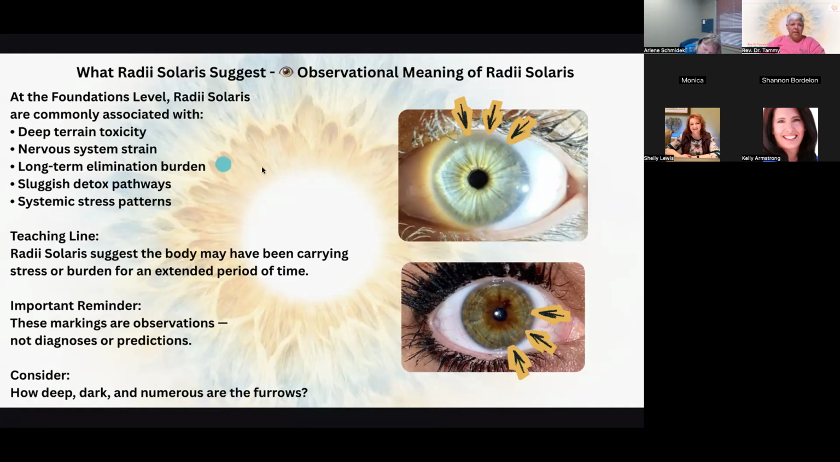This is foundational level. These are deep terrain toxicity, nervous system strain, long-term elimination burden, sluggish detox pathways, and systemic stress patterns. That's what you can really think about when you see these lines radiating out from the gut and going outwards. These suggest that the body may have been carrying stress or burden for an extended period of time.